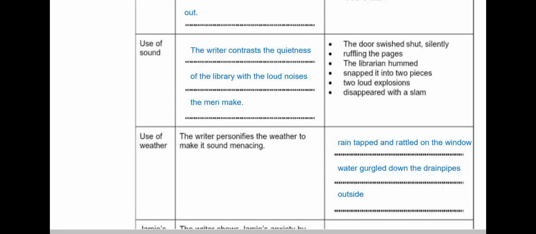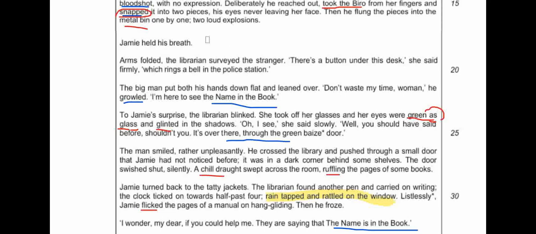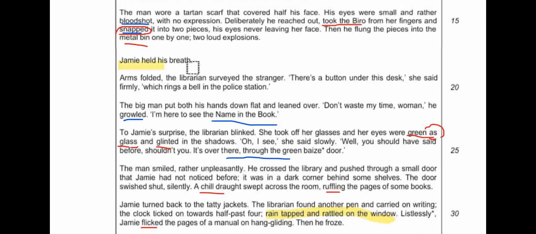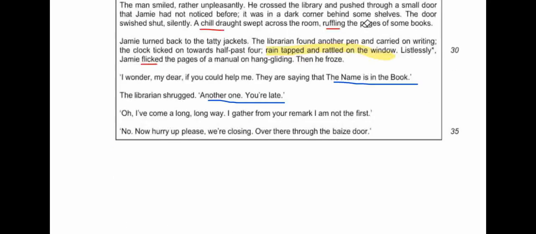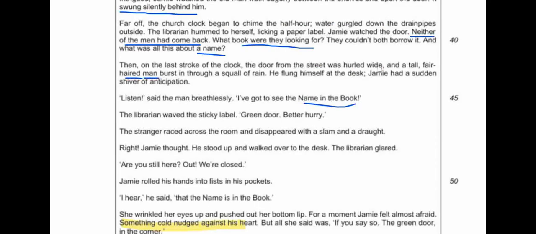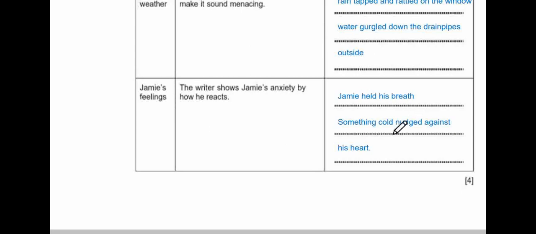Next, we have to find Jamie's anxiety. So this one shows that Jamie held his breath after the man threw the pieces into the bin. And we can also say that his heart was thumping. It meant he was afraid, or something nudged against his heart. Then he froze. Or this one, Jamie had a sudden shiver of anticipation. So let's type down two answers: Jamie held his breath, something nudged against his heart.